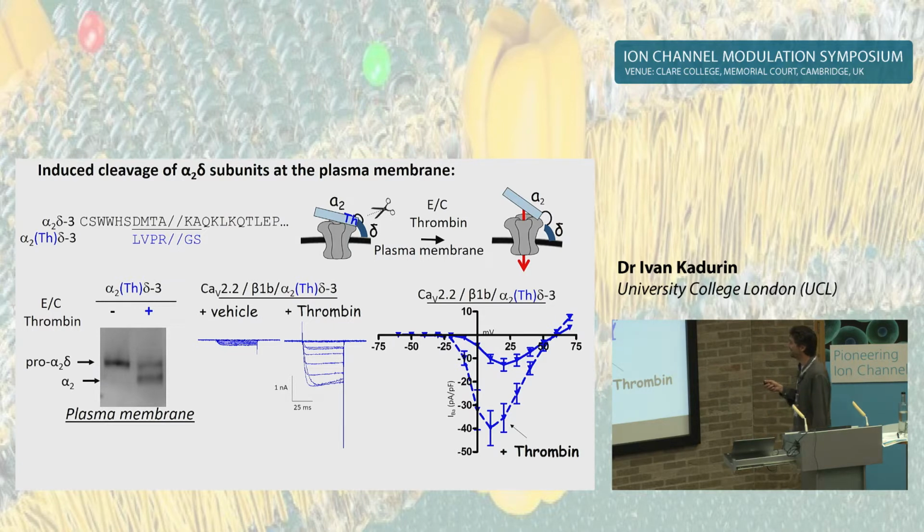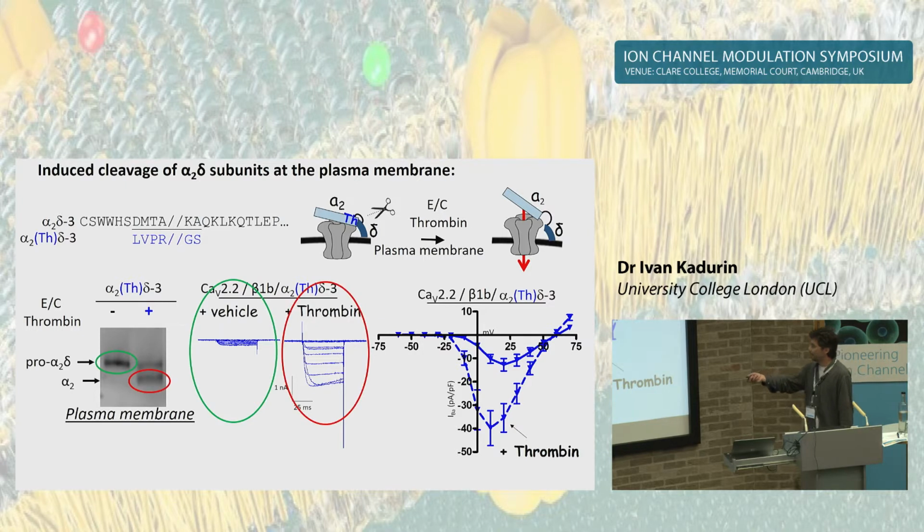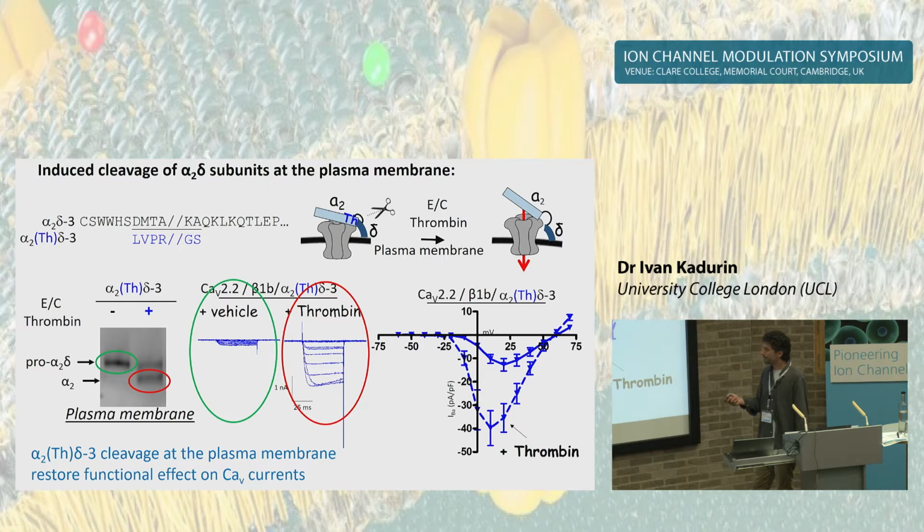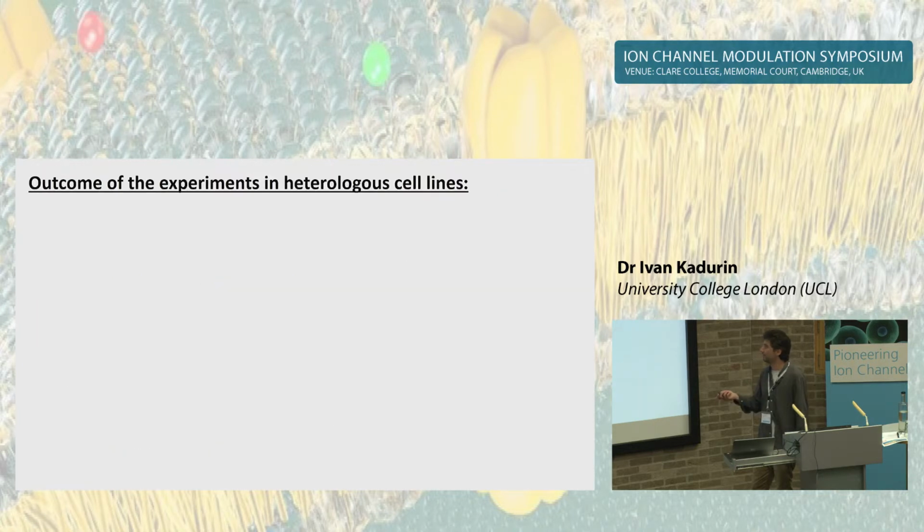There was also the shift to hyperpolarized potentials, which is also one of the effects of alpha-2 delta that appeared. So basically, this is what the currents correspond to. So this proteolytic cleavage restored the functional effect of alpha-2 delta.